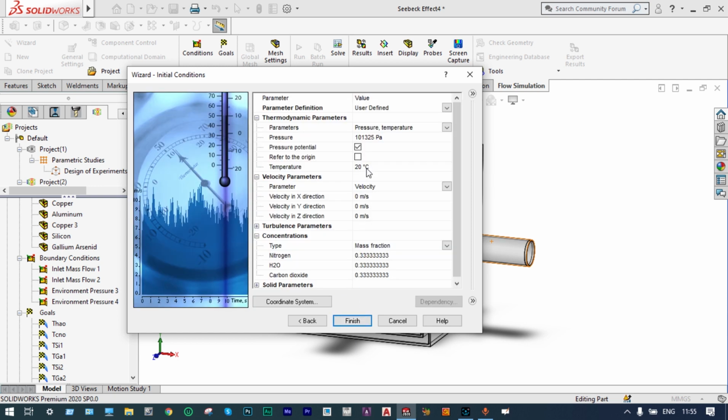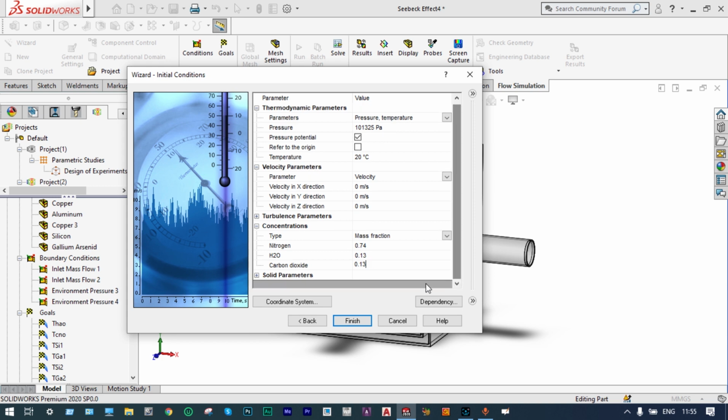Next to that, thermodynamic parameters, it will be pressure will be 101325 Pascal and temperature will be 20 degrees centigrade. And if we see the concentration of flue gas, nitrogen will be 74% from the air, so its concentration is 0.74, and water vapor will be 13%, so its concentration is 0.13, and finally carbon dioxide will be also 0.13. So these are the main constituents of flue gas. And solid parameters, definitely the temperature of solid parameters, it will be 20 degrees centigrade.